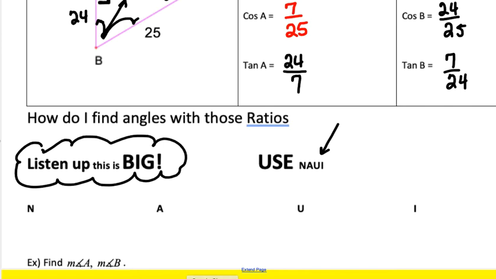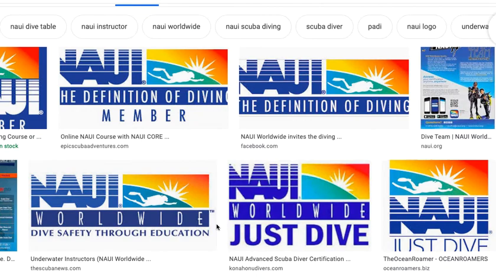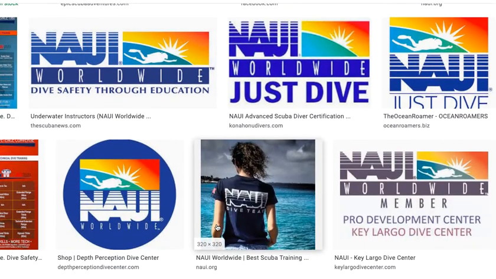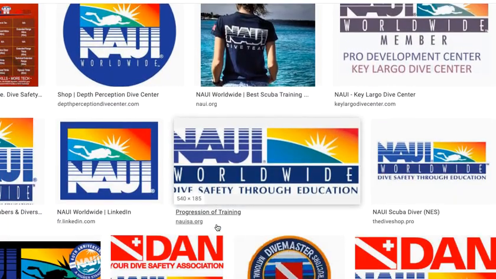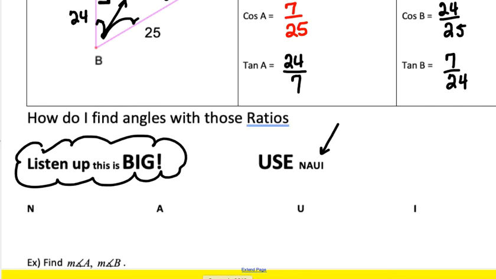And by NAUI, I don't mean the instructor training course or how you get certified to scuba dive. But that's actually where I got the mnemonic to help me, okay? NAUI means that if we need the angle, we have to use the inverse. Well, we find the angles using these ratios and the inverse function on our calculator. So let's write it just to help us. If we need the angle, we're going to use the inverse. Okay, so let me show you that.